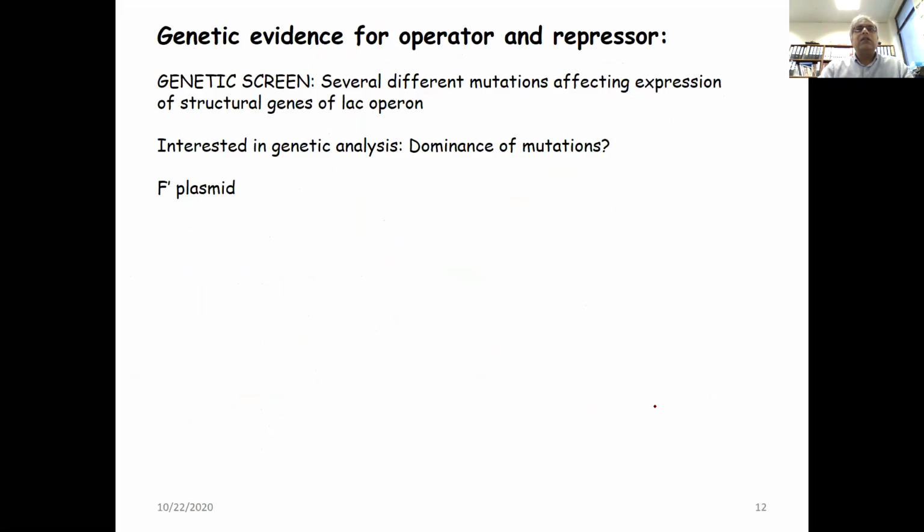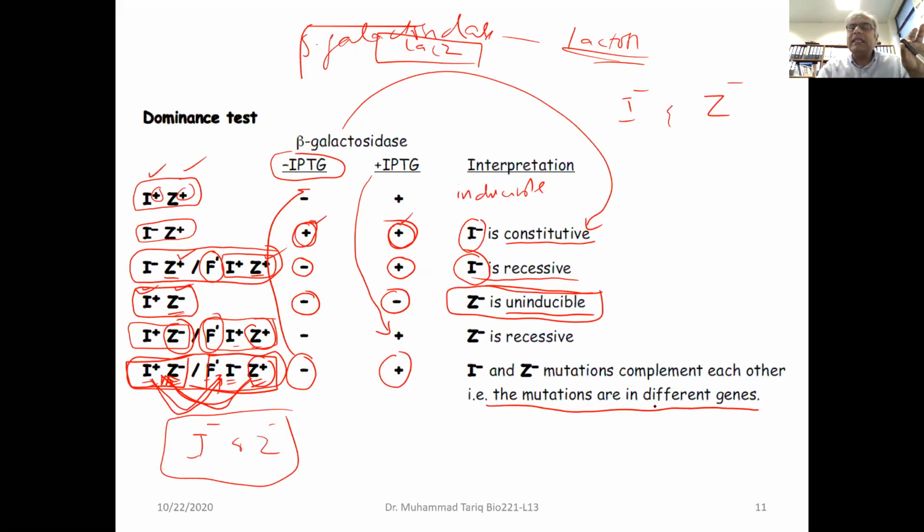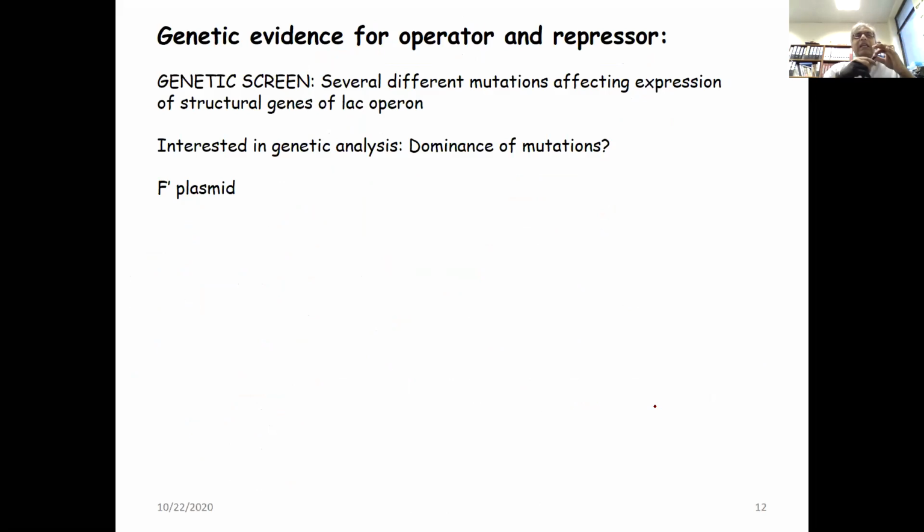Now, what is I and what is Z? Z, I already told you what it is. They also determined whether they are recessive or dominant. They also, through complementation, showed that they are in two different genes. Through these genetic mutants, through genetic screen, they found many different mutations which affected the structural genes of the lac operon, which are lacZ, Y, A, etc. And we just analyzed lacZ, and the other one was lacI.